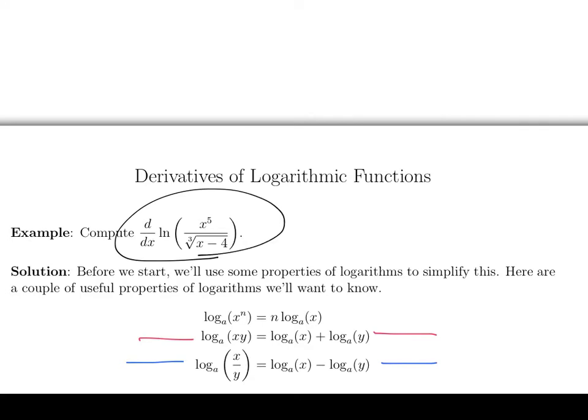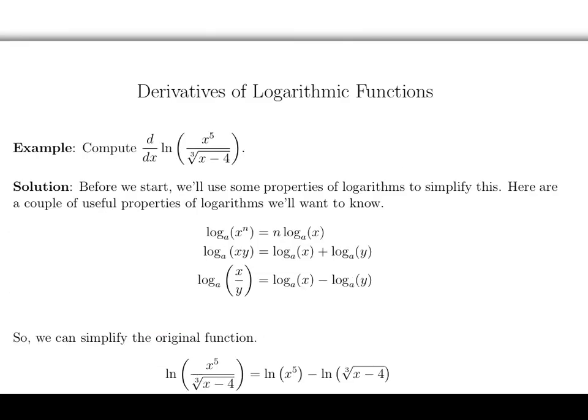This is something you want to watch for when looking at logarithm functions. There are a lot of ways you can simplify before starting. Okay, so if we simplify the original function, the first property we can use is the fact that we have a log of a quotient, and that's going to turn into a difference of logs. So we break this up into two separate logarithms.